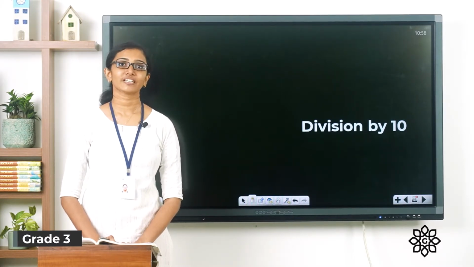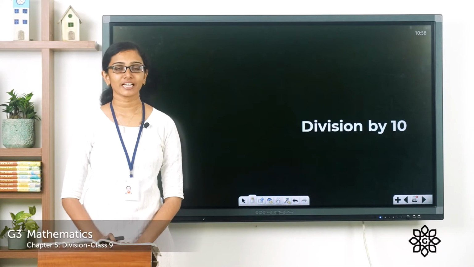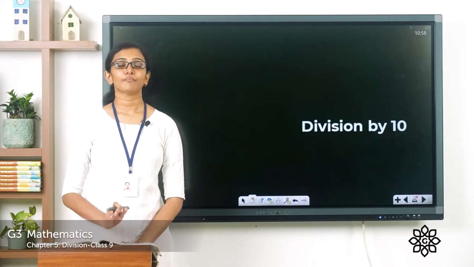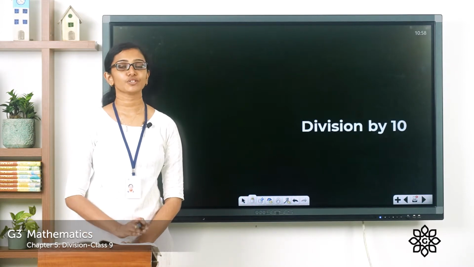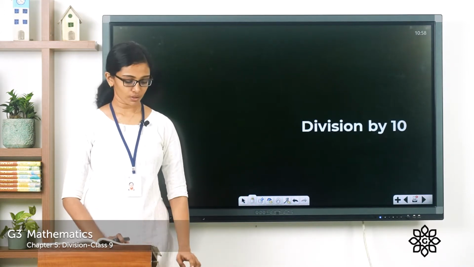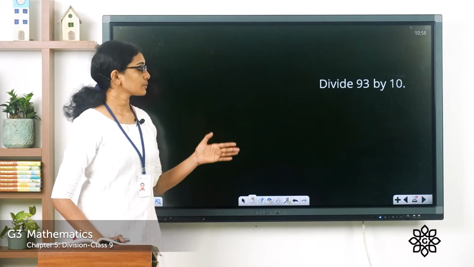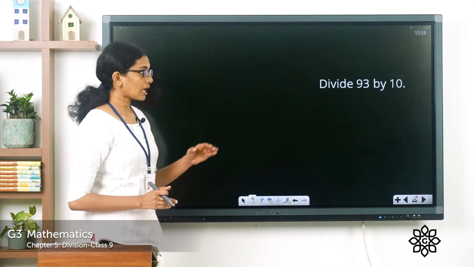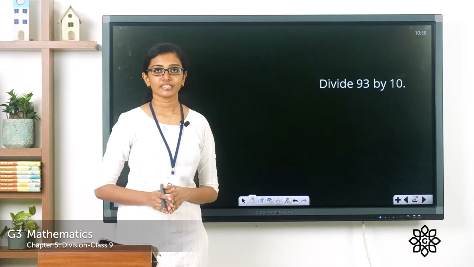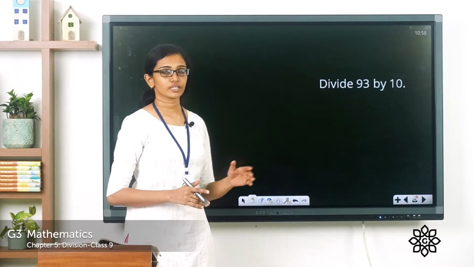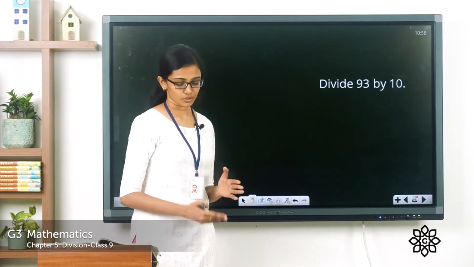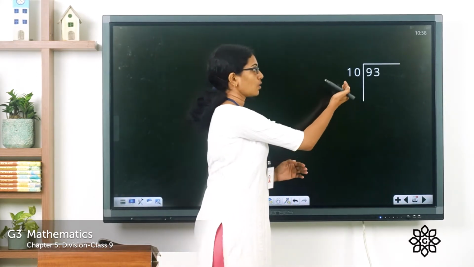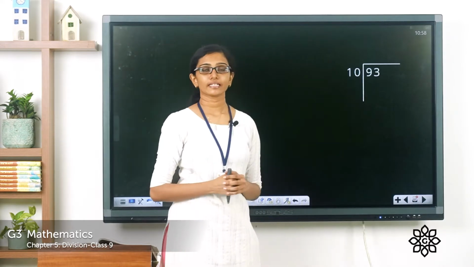So we have seen different cases of division in our previous classes. Today let's learn how we can divide a number by 10. So it's division by 10. Let's look at one question here. Divide 93 by 10. So our dividend is the number 93 and we have the divisor 10. How do we do this division? 93 divided by 10. So how many tens will go in 93?